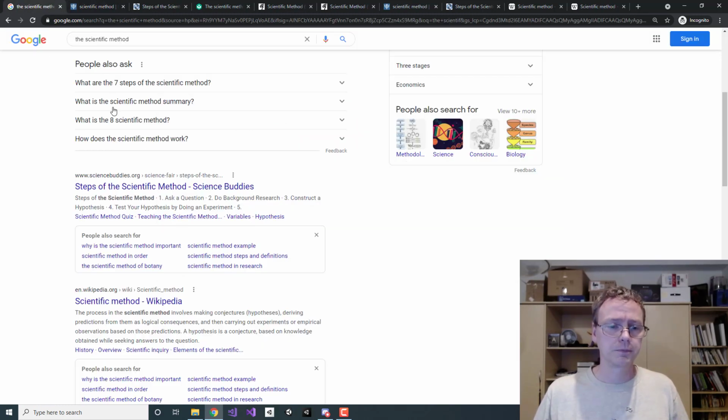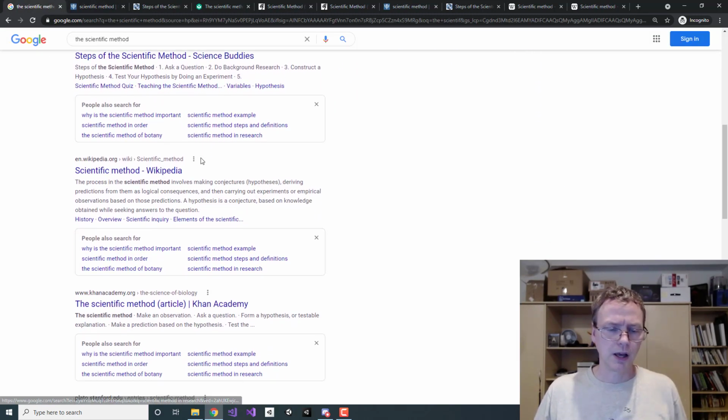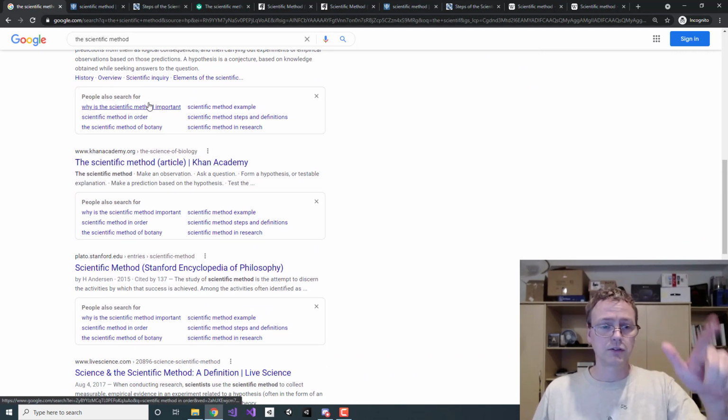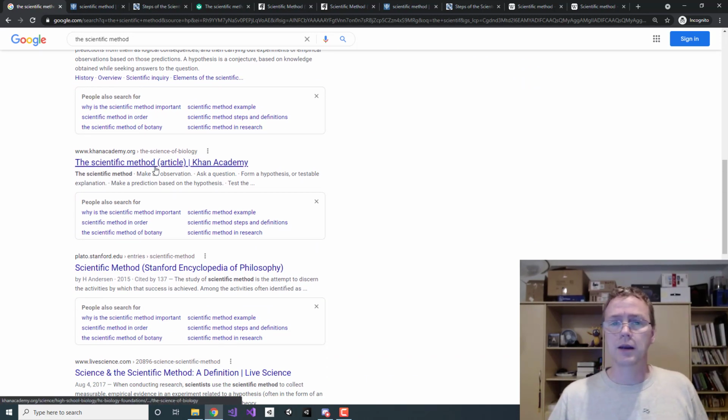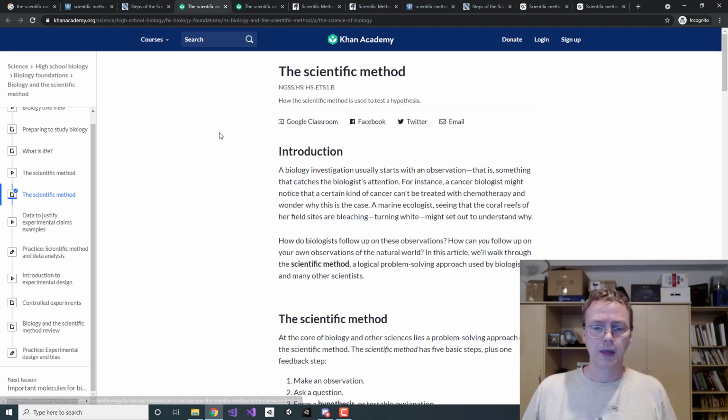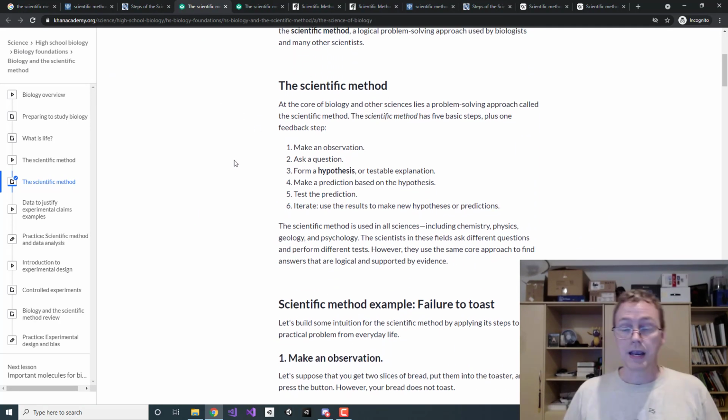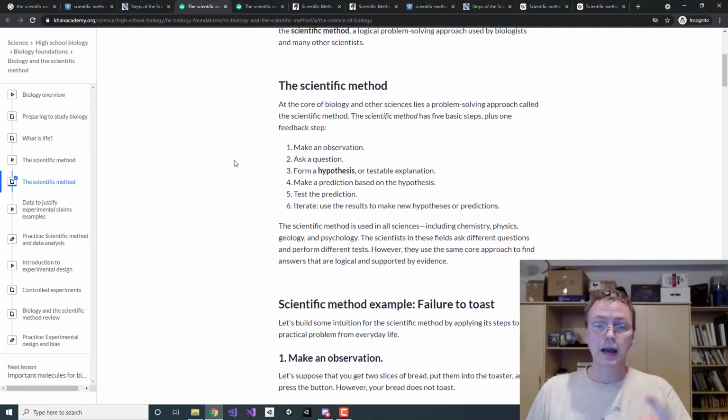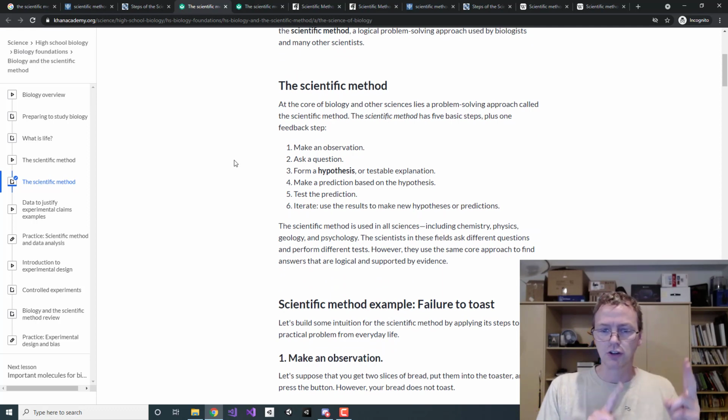Let's look at the third one. Oh, Wikipedia. Well, I'll have to hold that because they didn't have a diagram. They wouldn't give us steps. We'll get to that. Khan Academy. Khan Academy has make an observation. Here's the observation is back. They have ask a question. That's good. All 3 have that ask a question. Form hypothesis. All 3 had form a hypothesis.